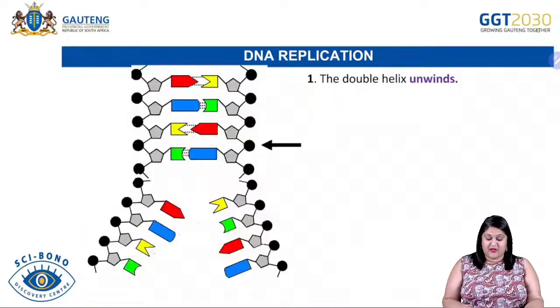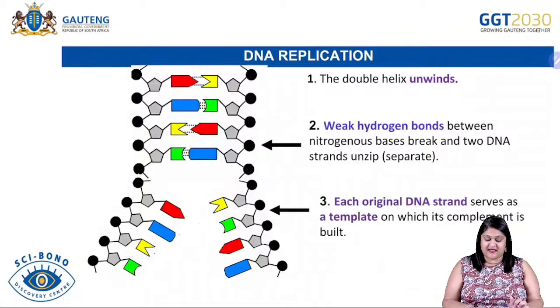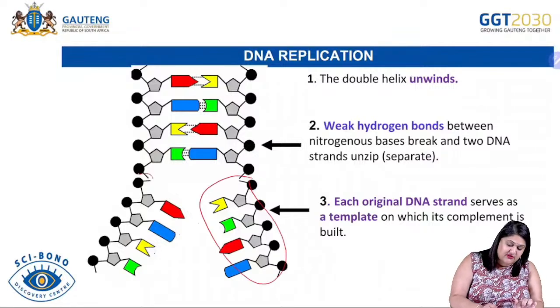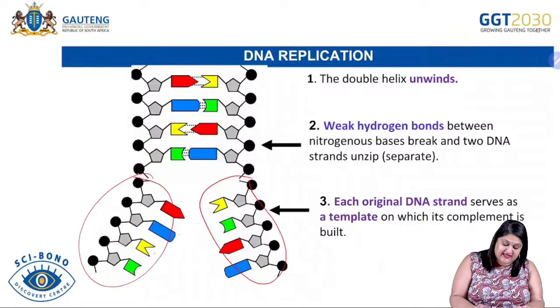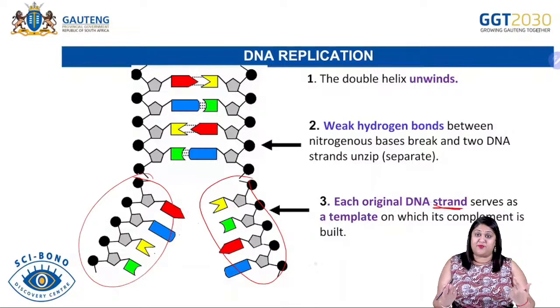Right, so here we go, DNA replication again. It's just giving us a different diagram. I love this diagram because you can see in more detail what I was talking about. It unwinds, the weak hydrogen bonds break, it unzips, and then you can see over here that each DNA strand serves as a template. So here we can talk about strands because this is not a molecule and this is not a molecule. These are strands, okay? But each strand is serving as a template where the complement is going to be built.